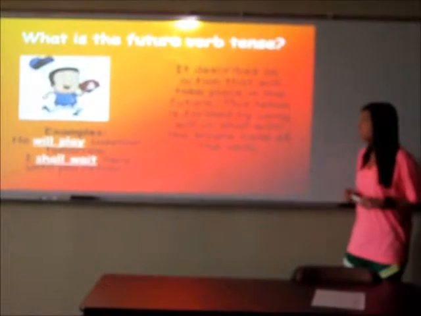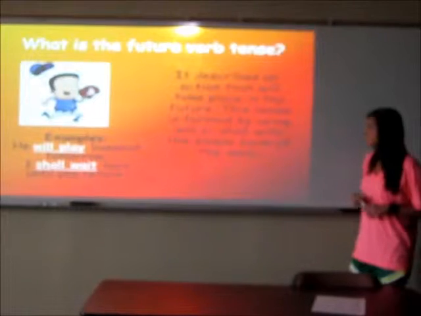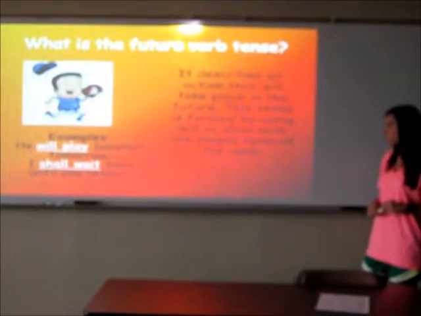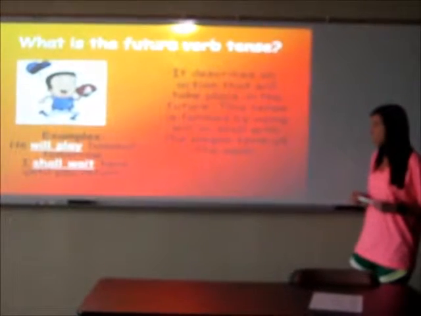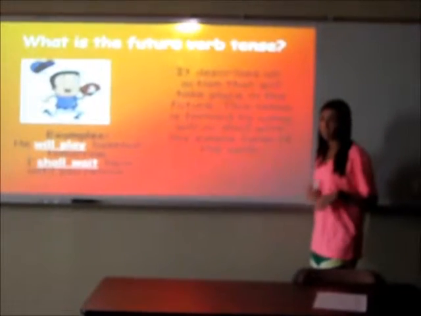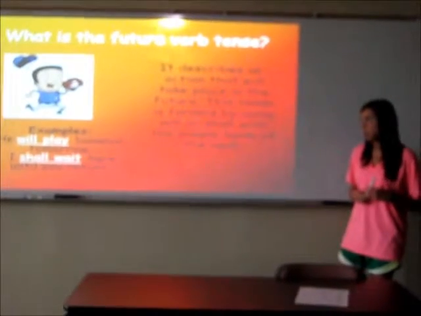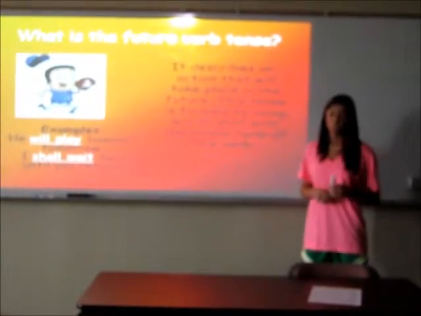What is the future verb tense? It describes an action that will take place in the future. This tense is formed by using will or shall with the simple form of the verb. And usually with the verb tense, you will have he will do something or he shall do something. So for example, he will play baseball tomorrow. I shall wait here until you return.